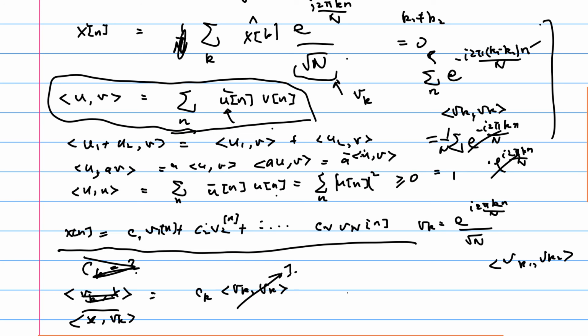I'm not consistent with my definition, but anyway, this should give me back the xn. That's the i 2 pi, I think I should use this one.